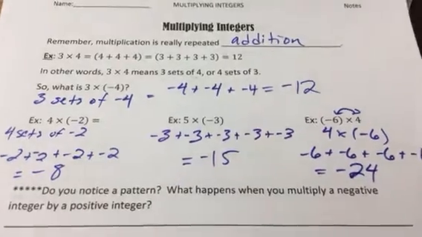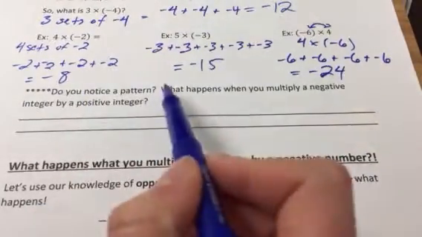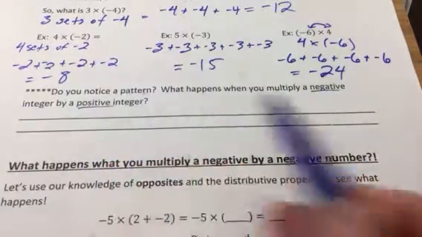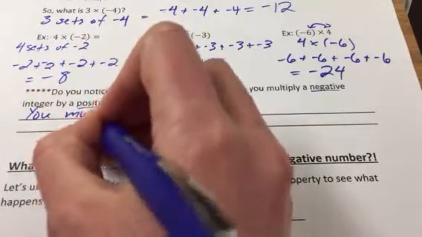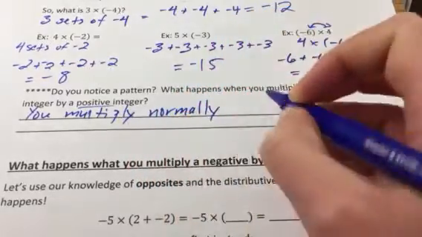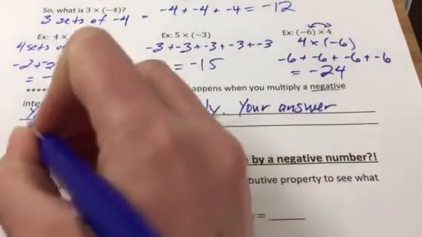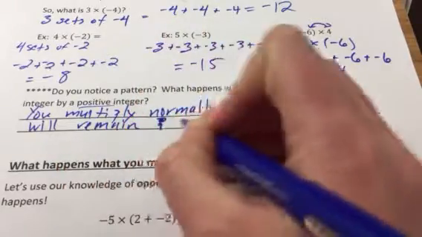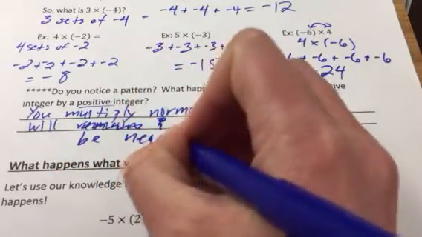Okay, now many of you are realizing a shortcut already, so let's go ahead and summarize what we're noticing. So are we noticing a pattern? What happens when you multiply a negative integer by a positive integer? Yeah, all we're doing is you multiply normally. Your answer will be negative.